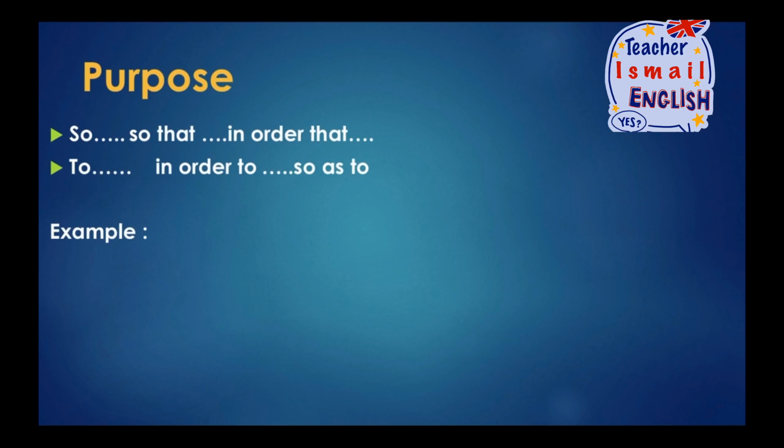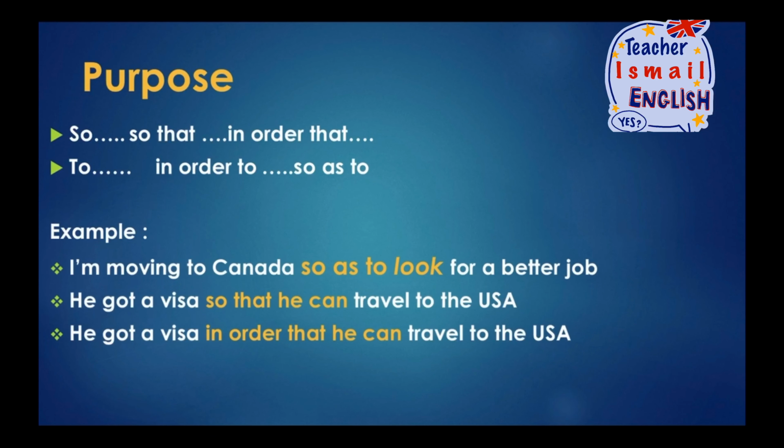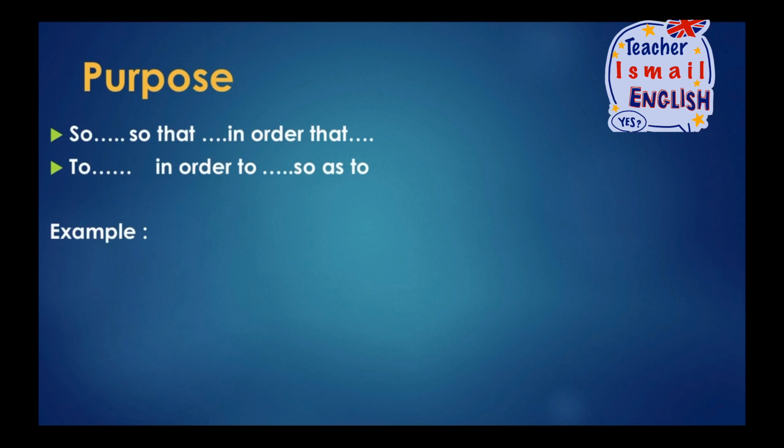Okay, then we have purpose. I already explained this in a video before. We already did purpose in functions. Purpose means the objective, or the goals. We have the linking words that we should use: so that, in order that, to, in order to, and so as to. But just pay attention, if you put so that or in order that, it's followed by subject plus modal.